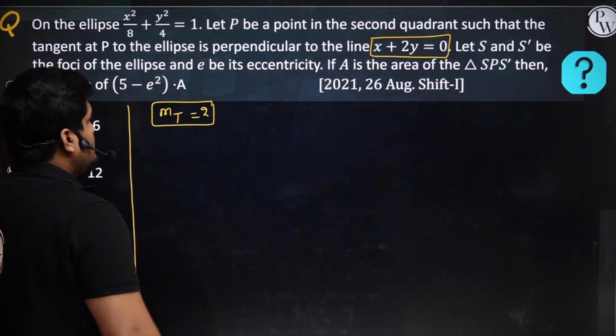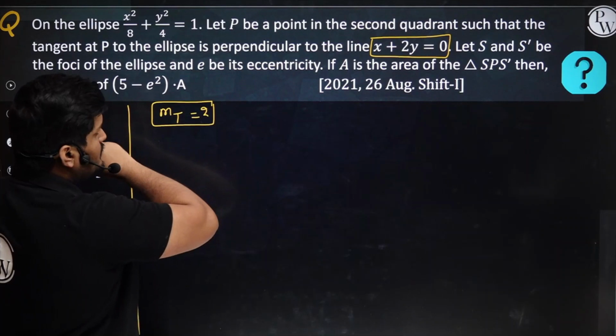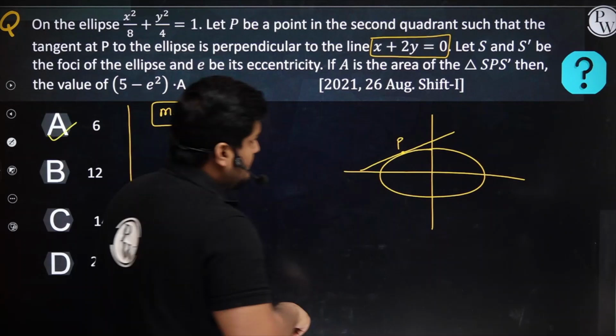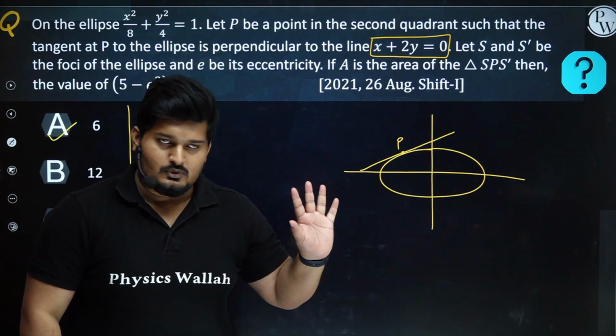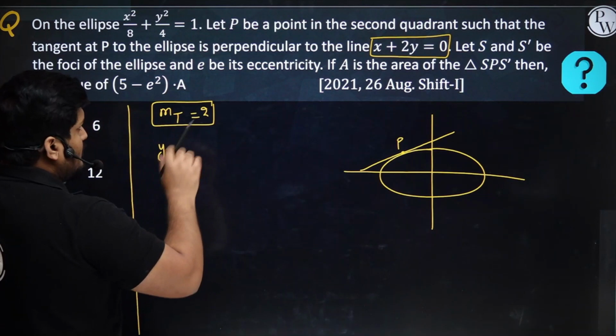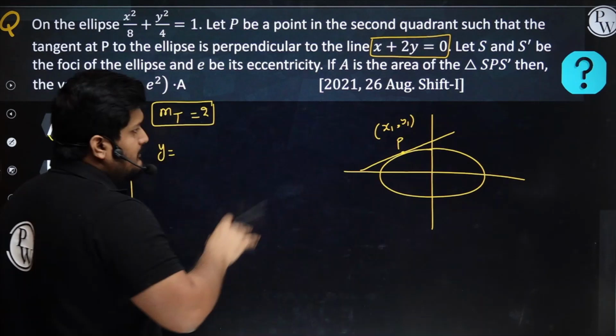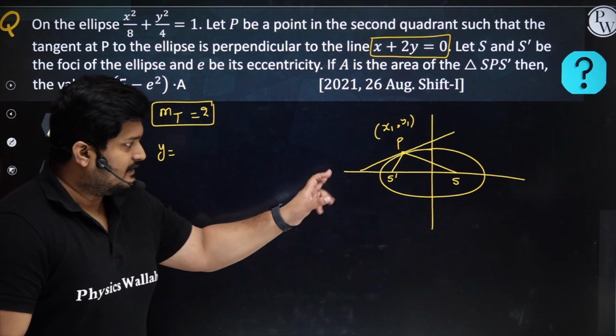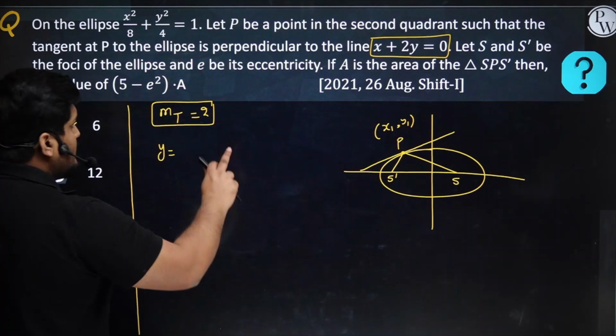Okay, so slope of tangent is given, so eccentricity is very easy to figure out. Okay. And the point P is in the second quadrant. So this is the tangent, right? So we need to find out that point of contact, right? If you can understand the problem here, we have to first figure out what is that point of contact. Okay. So if slope is known, what will be point of contact, guys? Let's say point P is x1 comma y1. And this is S dash, this is S focus, right? This is S dash P. So to find out that point P, we need tangent. And so what will be equation of the tangent, right?